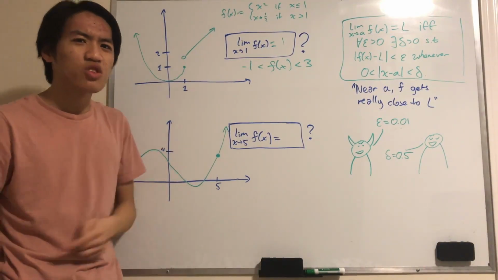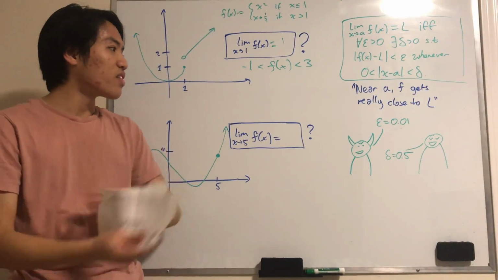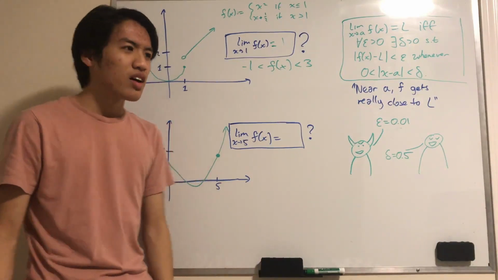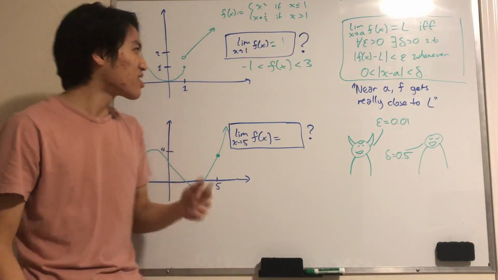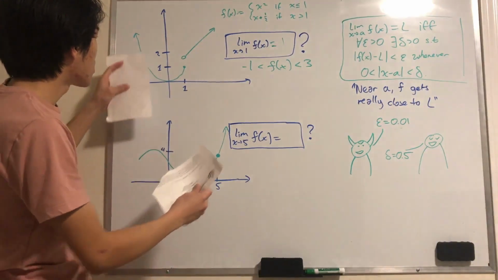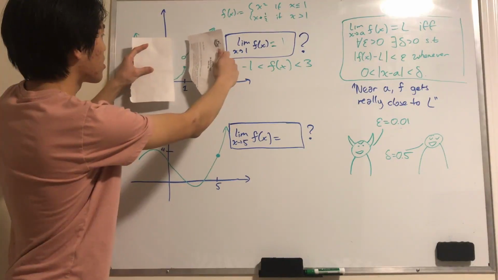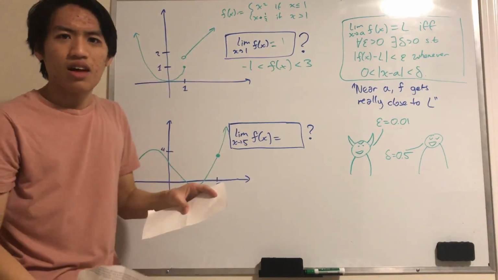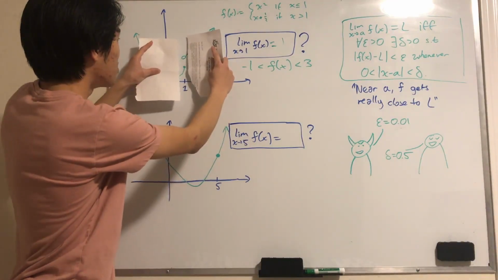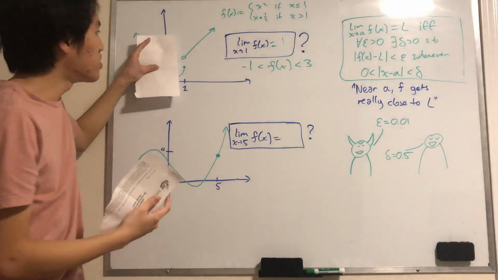to L. So our challenger goes again, they say, okay, you got me there, but what if epsilon is equal to 0.01? I say, okay, let's try it. Maybe I can do it. What if I choose delta to be smaller? I don't think I can do it, because no matter what delta I pick, notice that I can't get all the values of the function to be within 0.01 of 1.